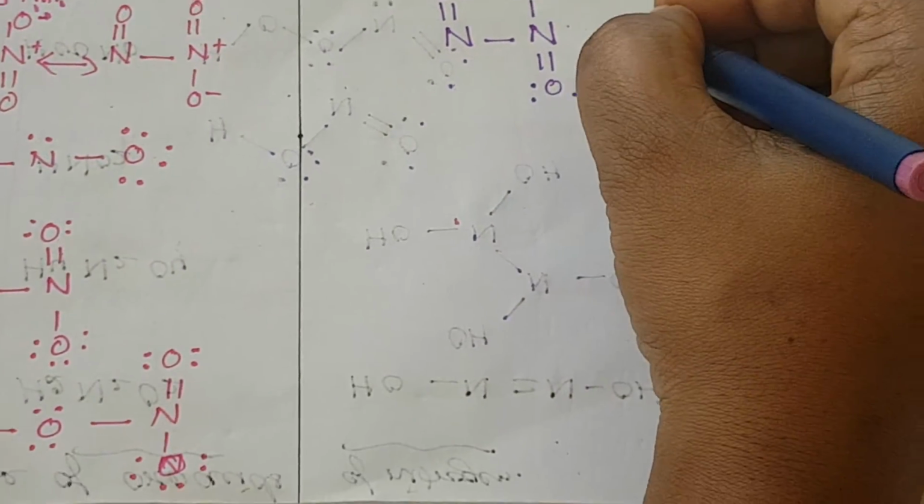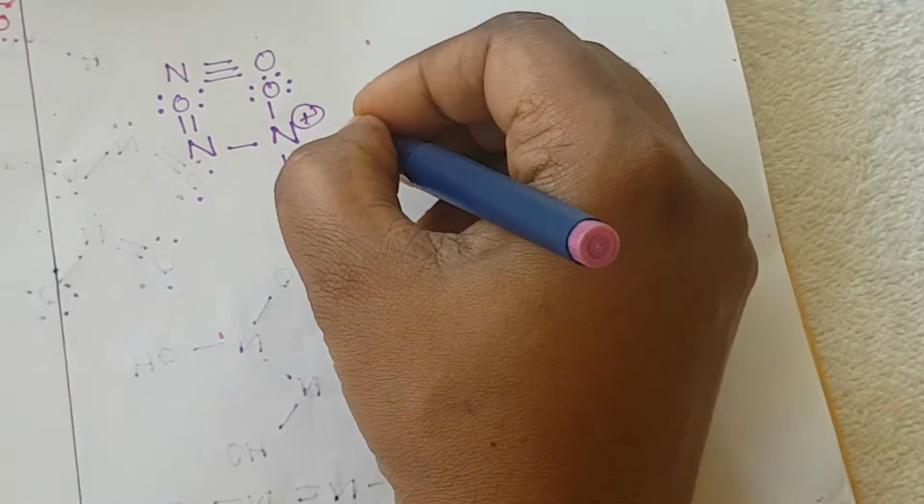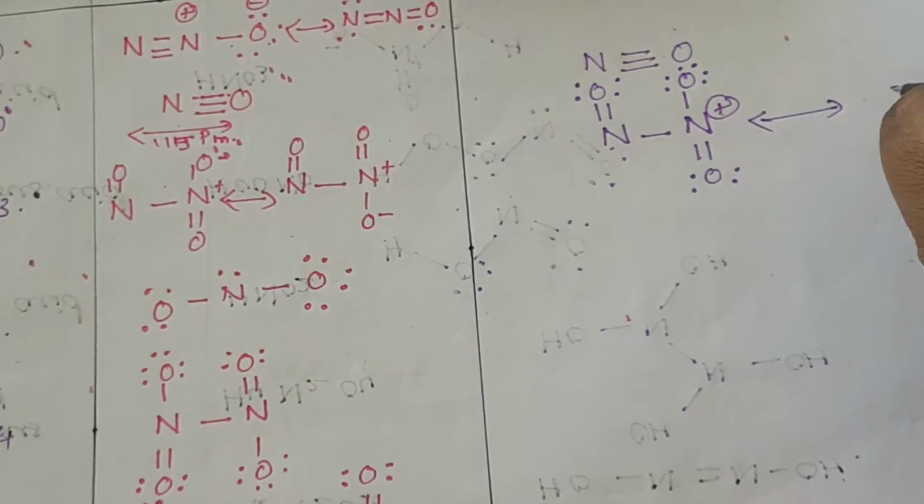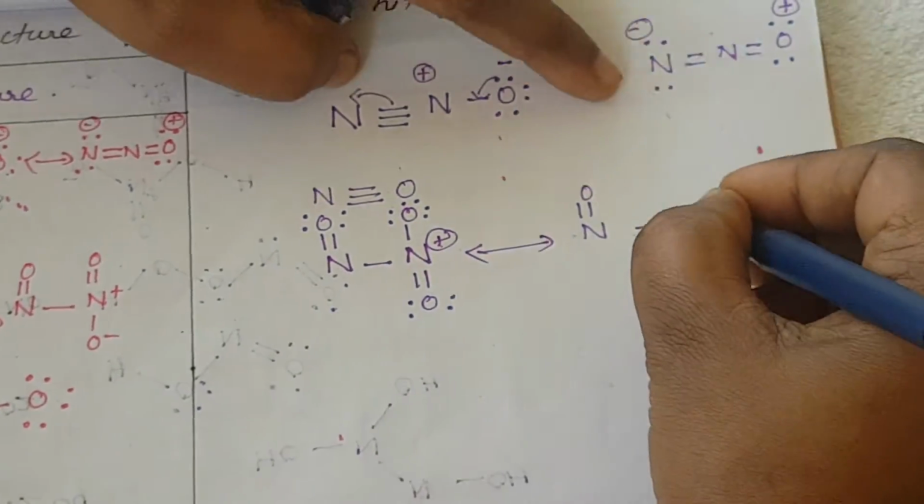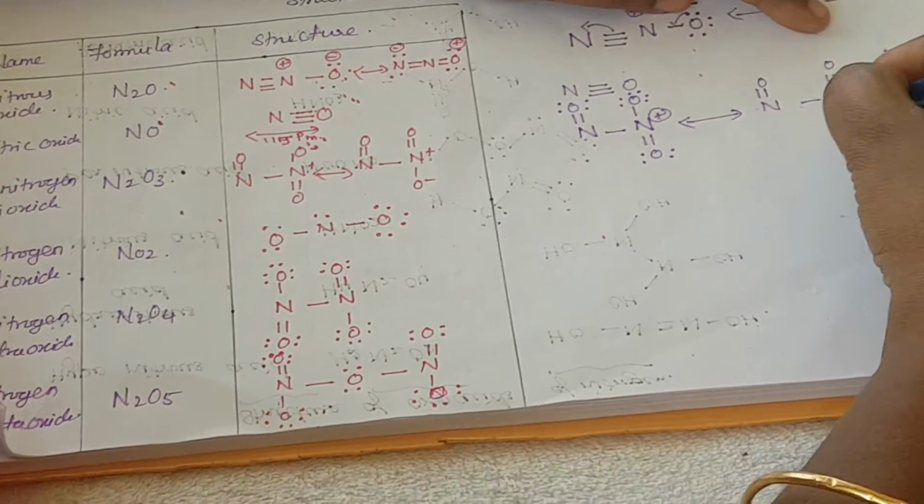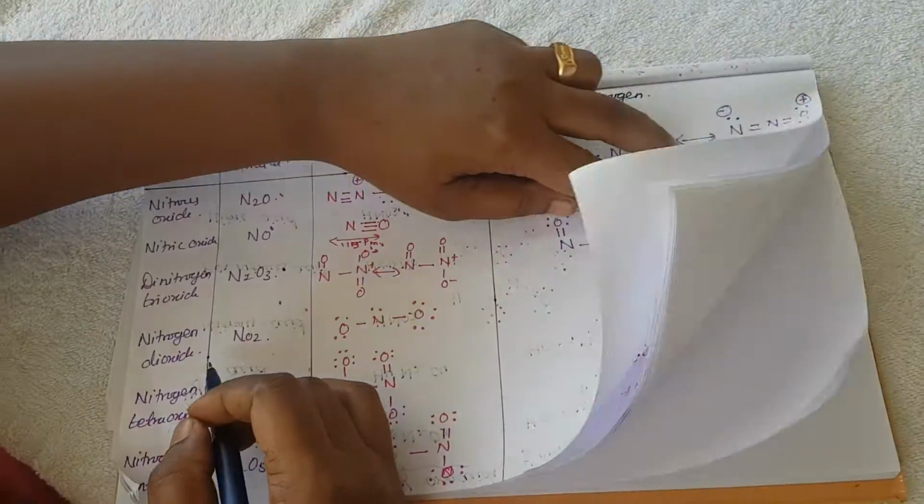Okay, so this is the other one. The double-headed arrow is a resonance structure, double bond O. Here the double bond is coming to the upper part, and the lower part has a negative sign, and this one has a positive sign. Okay, next one is nitrogen dioxide.